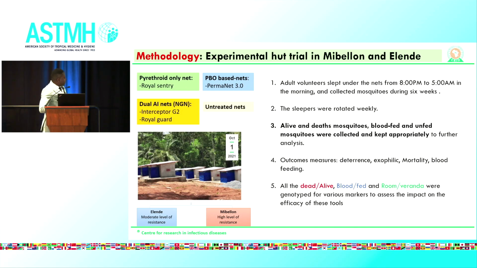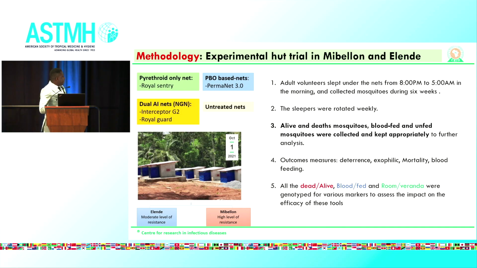So we conducted experimental hut trials in both locations, where we used WireSentry as a standard net, Permanet as a PBO-based net, Interceptor G2 and WireGuard as next generation nets, and sleepers. They spent like 36 nights in these huts, and you are rotating the tools weekly just to avoid any specific bias from the attractiveness of the sleepers. And then you collected the live and dead mosquitoes, and you measure the deterrence, the feeding rates, the mortality, and the blood feeding for each net, and you compare among these tools.